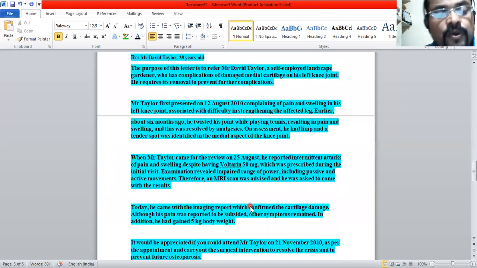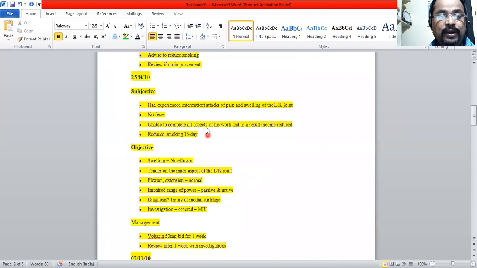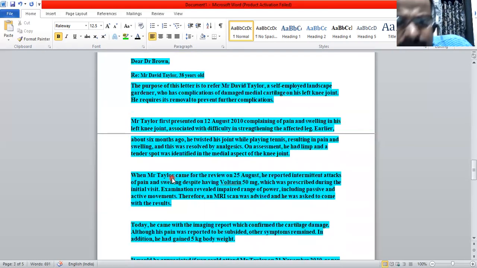Now, let us go ahead with the next visit, that is on 25th August. Let's see what happened on 25th of August. You can see intermittent attacks of pain and swelling, but no fever. He reduced his smoking to 15 from 30. Swelling is there, but flexion and extension have no problem, though you can say there is still tenderness on the inner side. We have ordered an MRI, and we asked the patient to come after a week. So let us go ahead and see what is in the second paragraph.